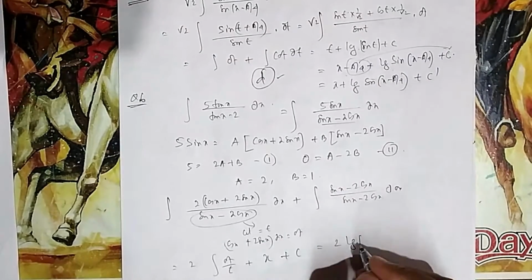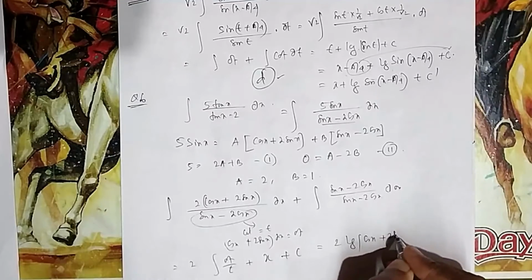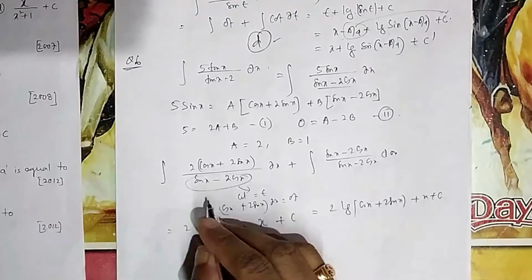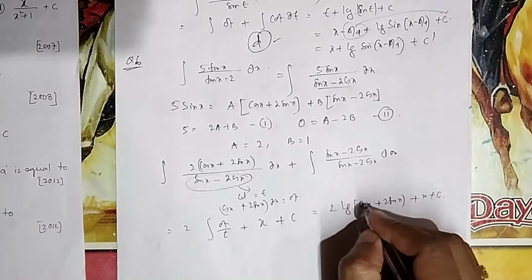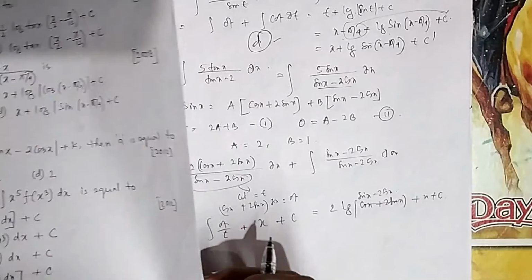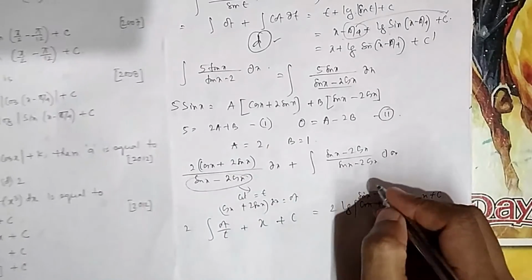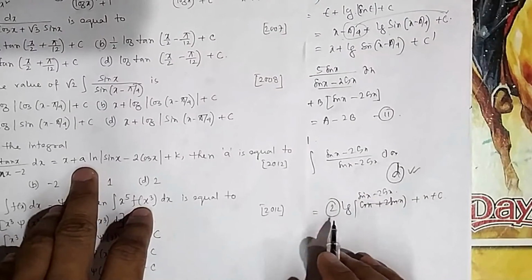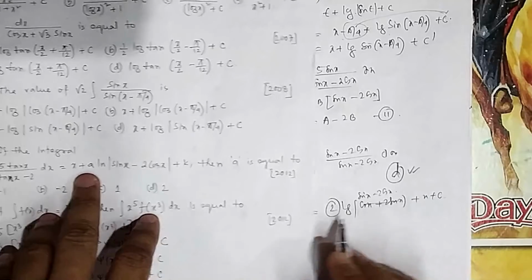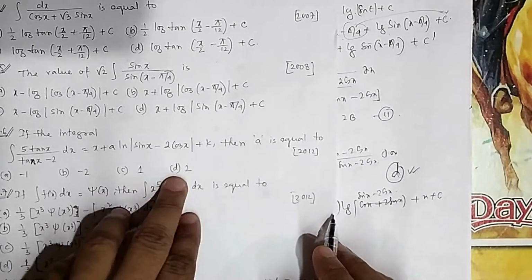Log t, where t is cos x plus 2 sin x, so this is your answer. Sorry, t is sin x minus 2 cos x, so this is your answer. That is your option D, because you see, what is the value of a? You compare this one, a is equal to 2, so that is your option D.